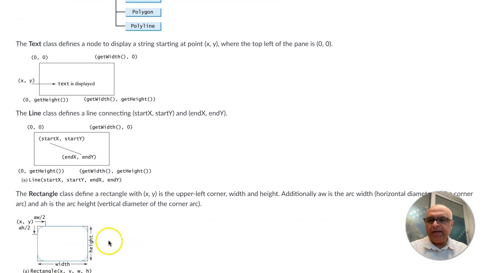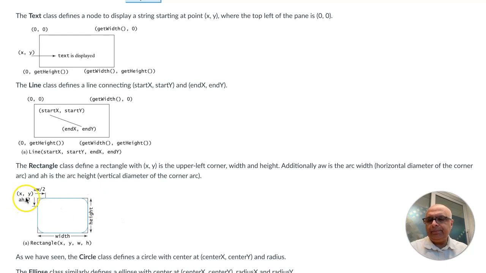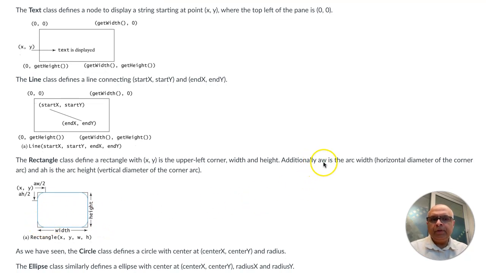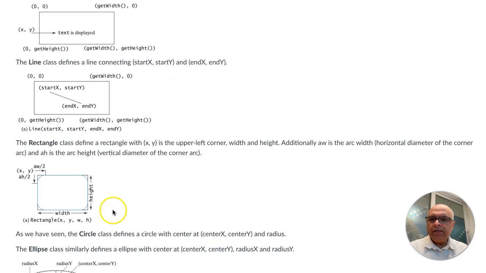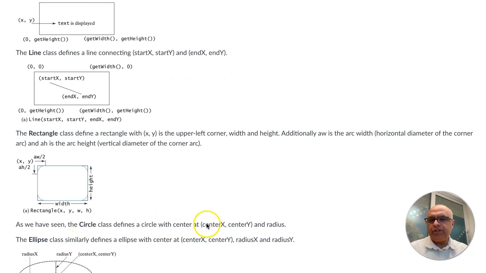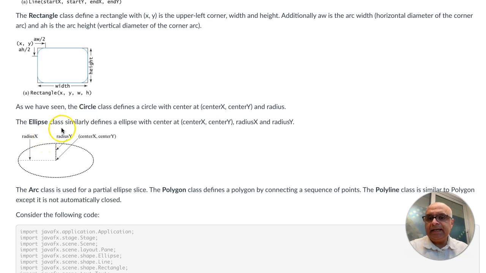Rectangle shows a rectangle at a particular position, and you give it a width and height, right? Additionally, you can give it AW for arc width and AH for arc height, which allows you to show some curvature in its corners. Circle we have already talked about, that has a center and a radius. There's Ellipse, which is very much like a circle, except you can give it radius X and radius Y because it might be longer or taller, right?